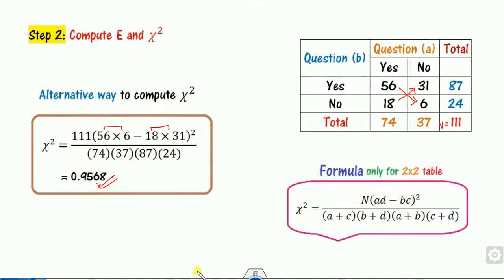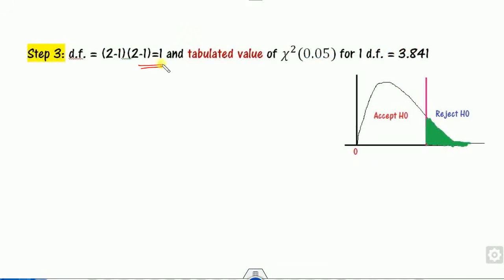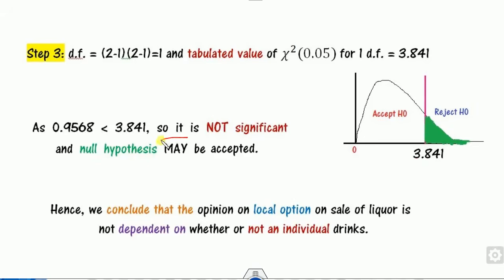Now the third step is you can find the degree of freedom. This is 1. So this number is my 3.84. So 0.9568 lies here. So remember that this is accepted. Always remember that whenever H0 is accepted, we use the term "may be accepted". We are not 100% sure that these are always accepted. So since this is less than, it is not significant. So the null hypothesis may be accepted. So we conclude that the local opinion is not dependent on that.